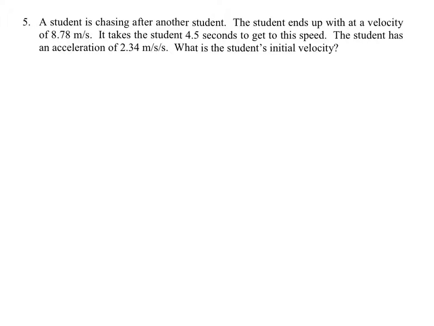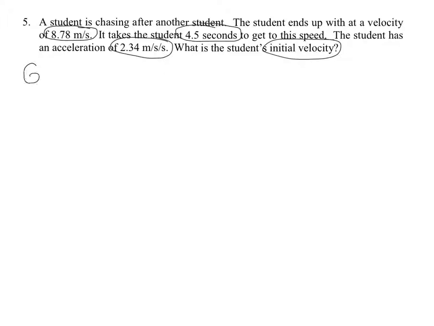Number 5 from our homework has a student chasing after another student. The student ends up with a velocity of 8.78 meters per second, and it takes the student 4.5 seconds to get to that speed. Now the student has an acceleration of 2.34 meters per second squared, and we want to know what the student's initial velocity is.